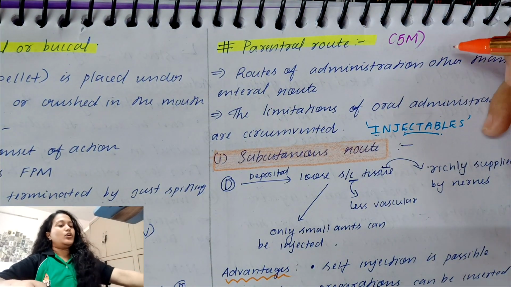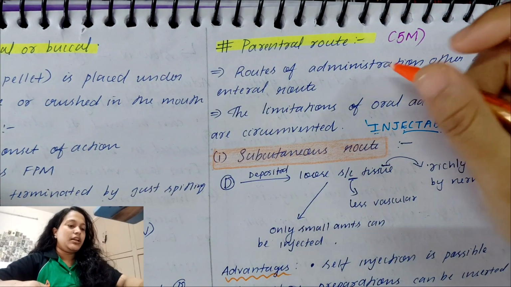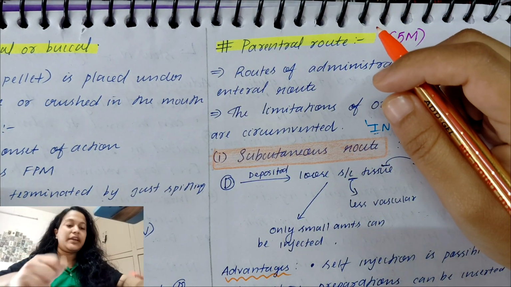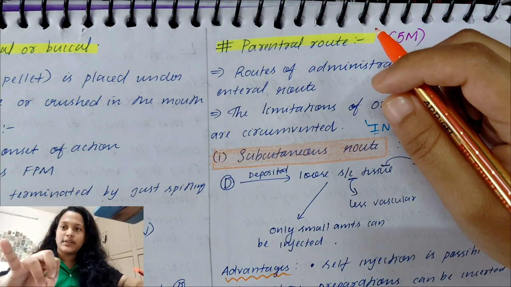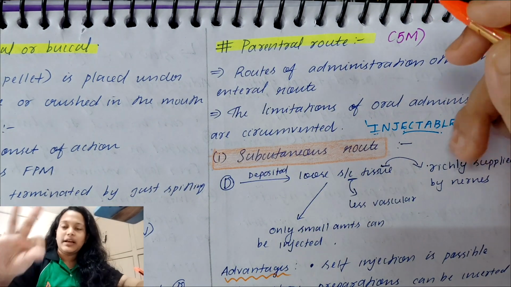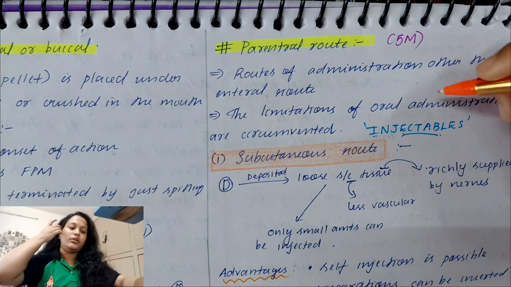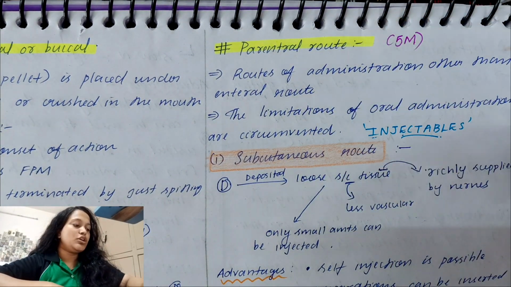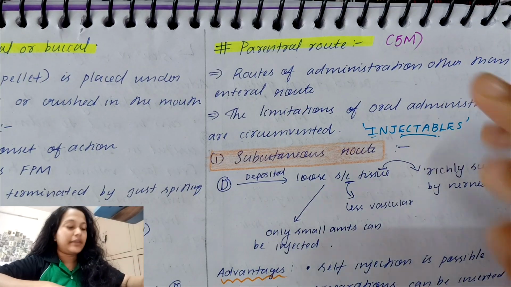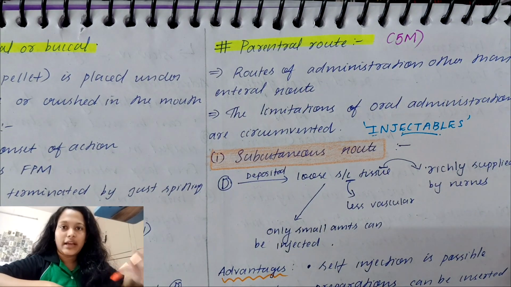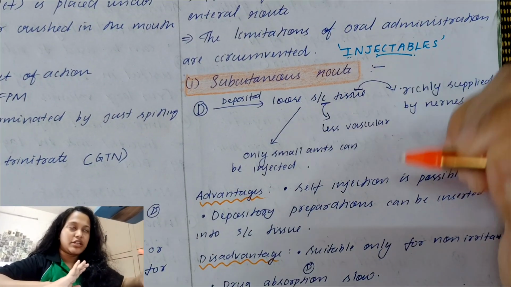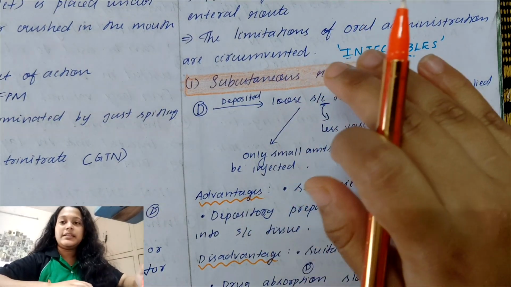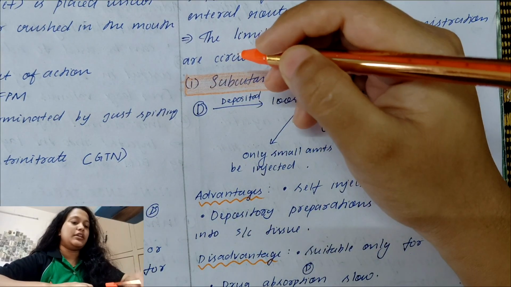Parenteral route. It's a route of administration other than the enteral route. Enteral route, what all we saw? Oral, sublingual, rectal. Other than that, it's called the parenteral route. The limitations of oral administration are circumvented. And the parenteral route can be divided into two, injectable and non-injectable.